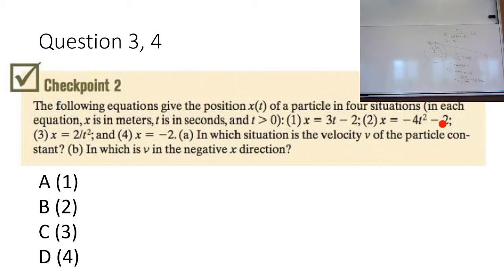This one, if you take the derivative, it will be minus 8t, and it doesn't really say, does it, t is greater than 0? Yeah, so if t is greater than 0, then that will be negative. This one is 2 times t to the minus 2, so if you take the derivative of that, v is minus 8t minus 3.